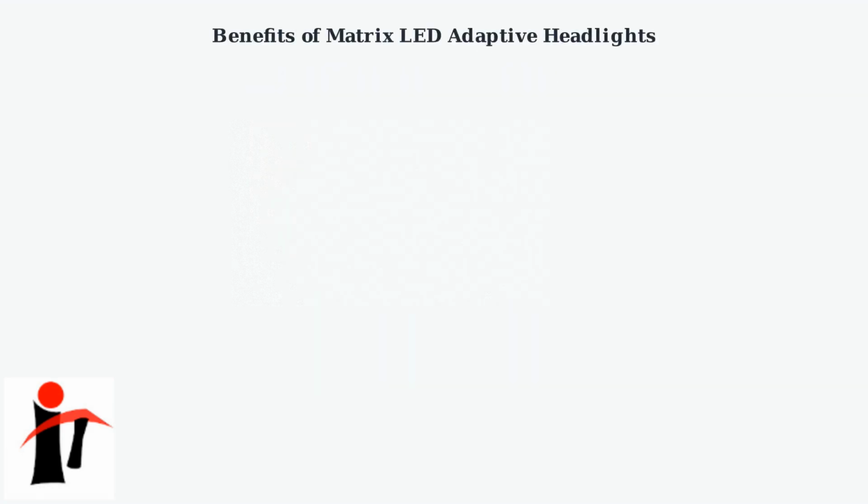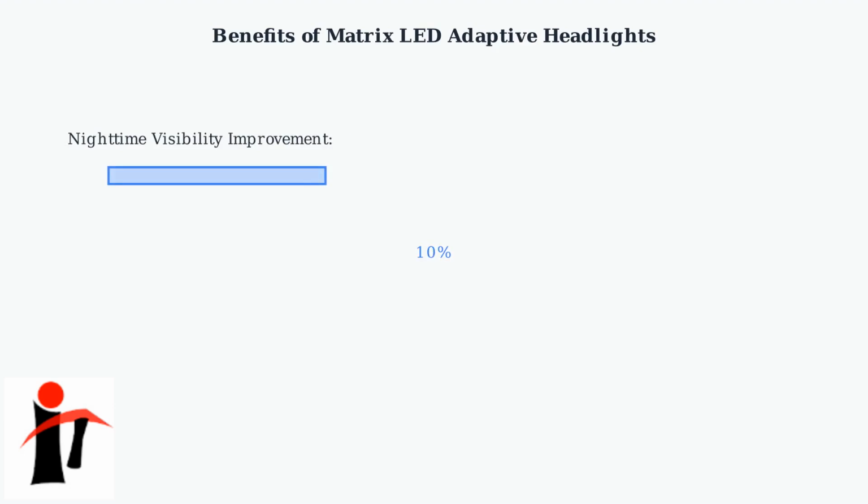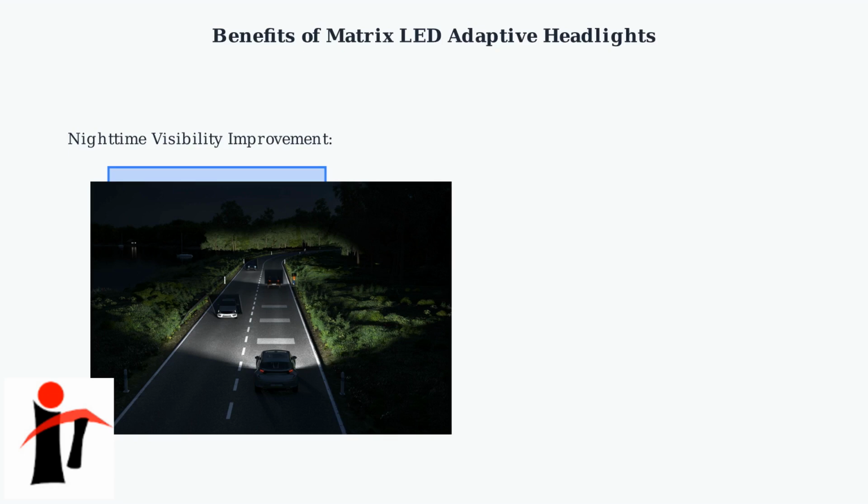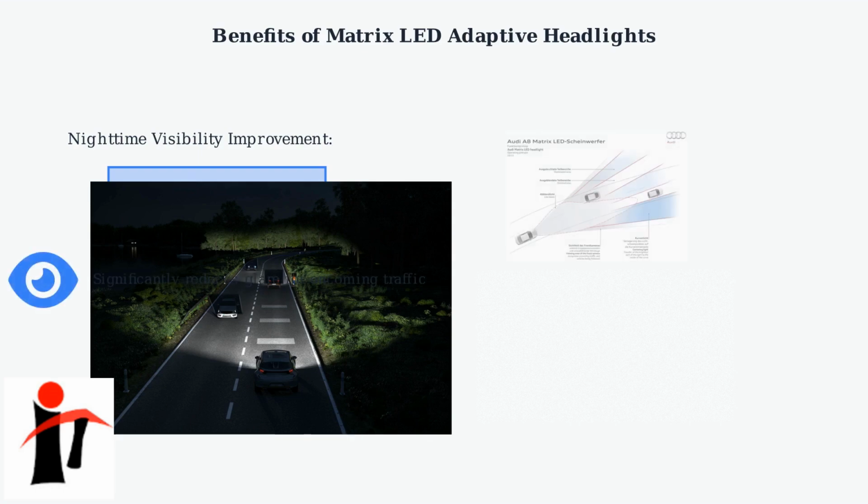Matrix LED adaptive headlights provide several key benefits that enhance driving safety and efficiency. One major benefit is enhanced nighttime visibility, potentially up to 50% more effective than traditional headlights. This allows drivers to see farther and more clearly in low-light conditions. These headlights significantly reduce glare for oncoming traffic by creating dark spots where needed, improving safety for all road users.